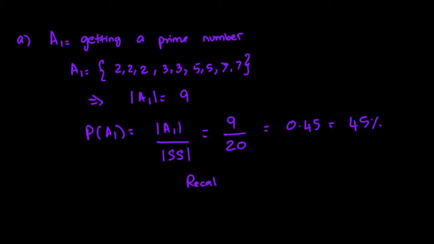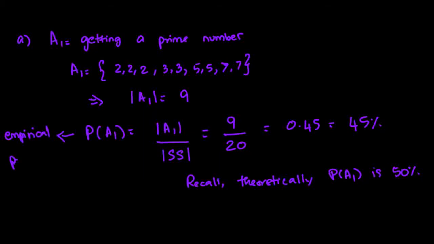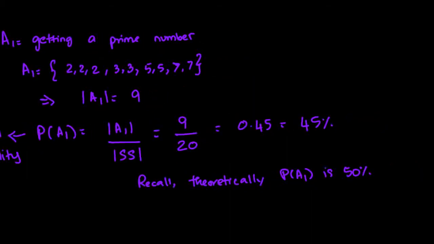but recall, theoretically, probability of A1 is 50%. So anytime we make an observation or conclusion using a sample, we are going to come up with an estimate closer to the theoretical value. The theoretical value here is 50%, but I ended up getting something close, which is 45%, which is based on my observations. So this probability that I just found is what we call the empirical probability. The same probability that we found in the previous attempt is the theoretical probability, but this is what we call the empirical probability because we find this probability using a sample of observations.